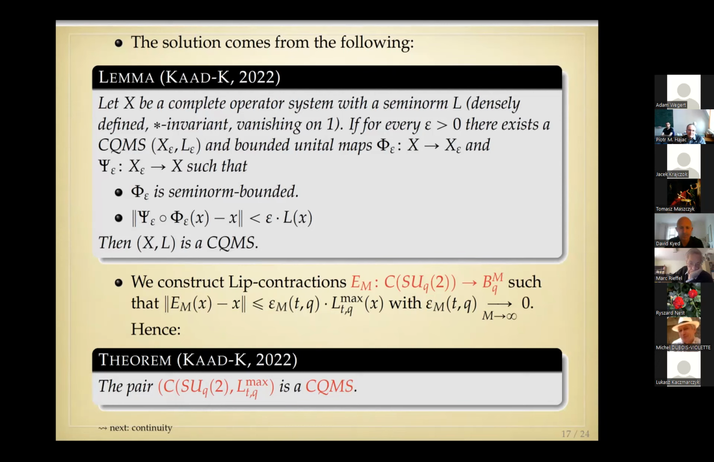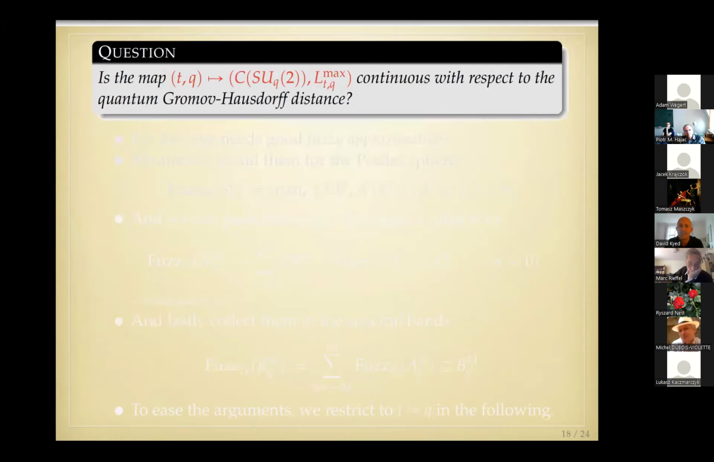All right. So knowing now that you have quantum metric spaces, you need to address the question of continuity. So you need to ask, is it actually so that these quantum metric spaces vary continuously as the two parameters T and Q vary? Now, for this, in order to sort of have a point of attack to this issue, you need fuzzy approximations.